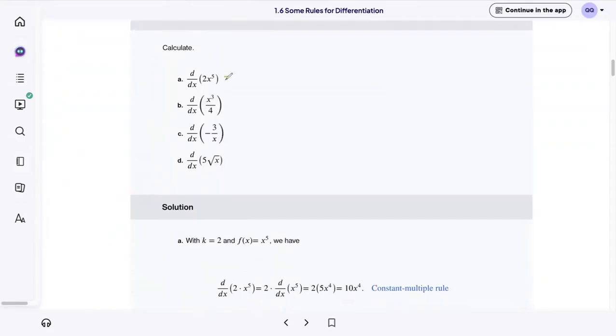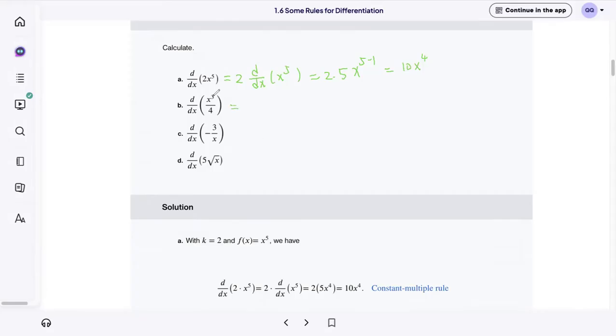So let's see this one. I can pull these 2 outside. I just differentiate x raised by 5. So how do I differentiate x raised by 5? By the power rule. I pull 5 down, then I subtract 1 from the exponent. So 2 times 5 is 10. 5 minus 1, that's 4.